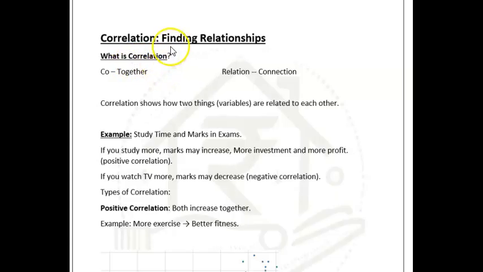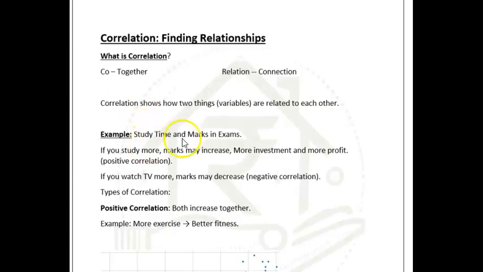The word correlation can be divided into two parts: co-relation. Co means together. Relation means connection. So we can say correlation shows how two things are related to each other. In correlation, we see how two variables are related to each other.